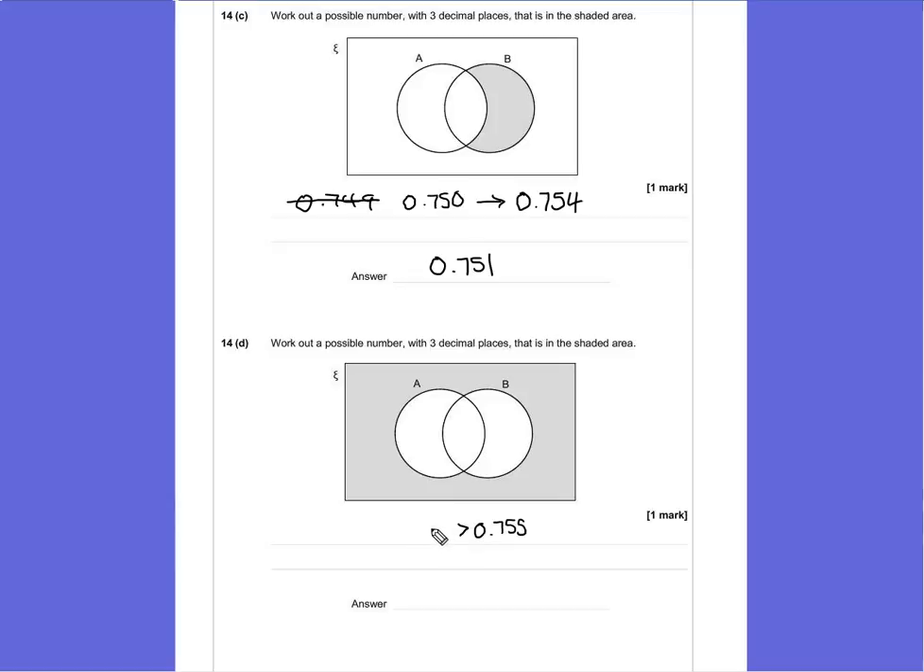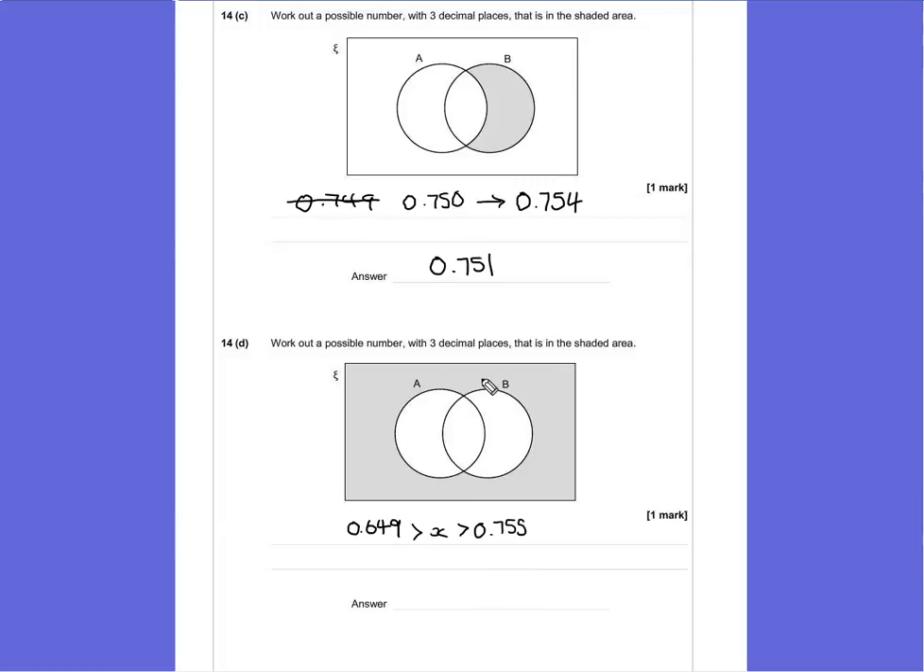So we can choose any number that we want, which is greater than 0.755, but it could also be something which is too small to round to 0.7. So what we're looking for then is any number which is under the smallest value for 0.7 to 1 decimal place. Now to get to 0.7 to 1 decimal place, 0.65 is the lowest, so if we have any number from 0.649 or below, that would also work.